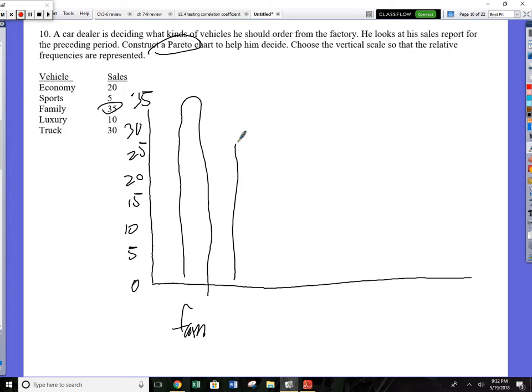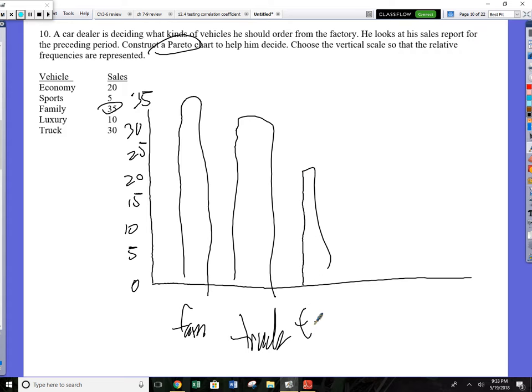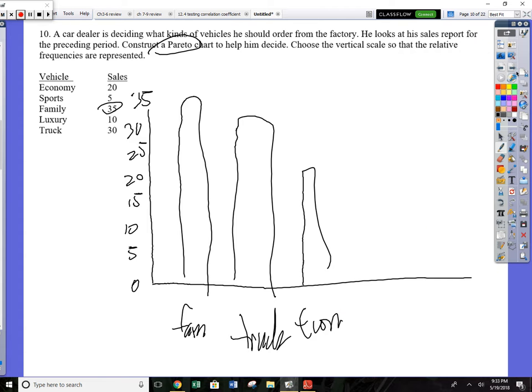Then the truck, boom, boom, boom, that's at 30. So each guy has his own bar, so you kind of get the feel for it. The economy's at 20, etc., etc.